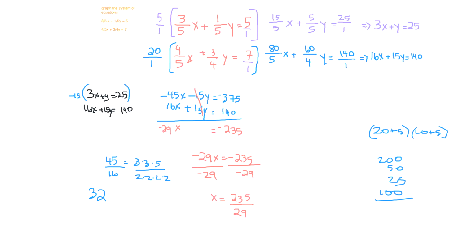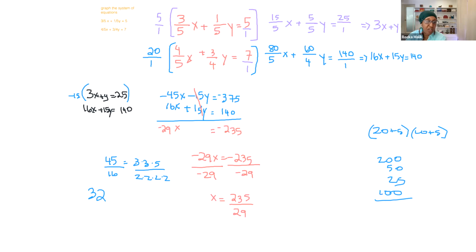Would you want us, on the tests and other assignments, to break it down to a number? Yes, if you can reduce it, then you should always reduce it. This one, I know 29 is a prime number, so there are no factors for that. But if you can reduce it, then you should, because it's just the right thing to do.